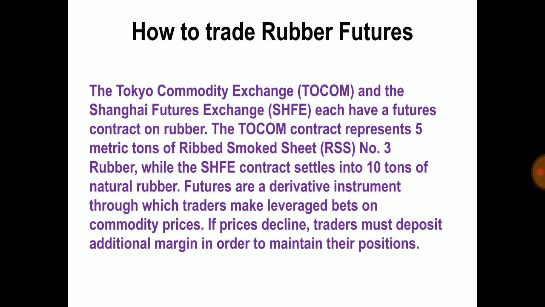Futures are nothing but a derivative instrument through which traders can make a leveraged bet on commodity prices. If the prices decline, the trader must deposit additional margin in order to maintain their position in the market. At expiration, both contracts are physically settled by the delivery of the rubber. Trading futures requires a high level of sophistication since factors such as storage costs and interest rates affect the pricing.